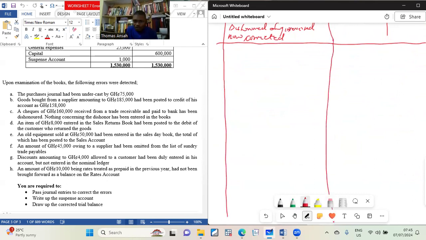So in your exams, use the full page to do that. All right. So that is that. Let's look at D. What happens to D?